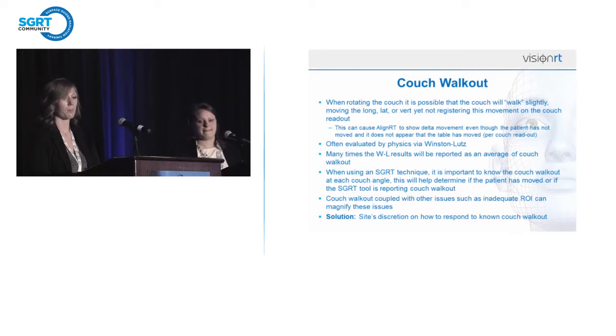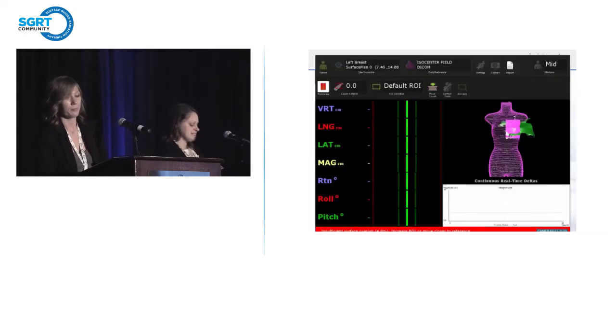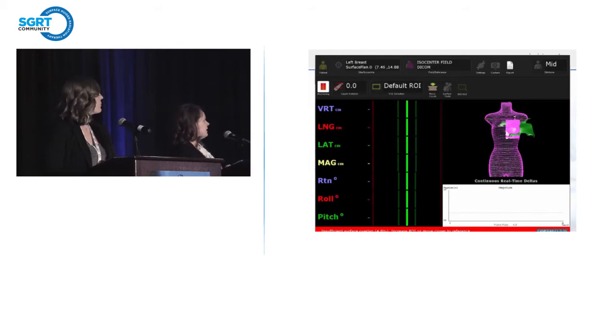So if we see insufficient surface overlap on our screen, this means that our system cannot see at least 25% of our region of interest, and it's going to stop displaying our delta values and inform you that there is not enough information or ROI to process. This is a picture of what you would actually see if you were getting insufficient surface overlap. We see that we have no delta information, no readout here, and then a red banner at the bottom of the screen indicating our insufficient surface overlap.